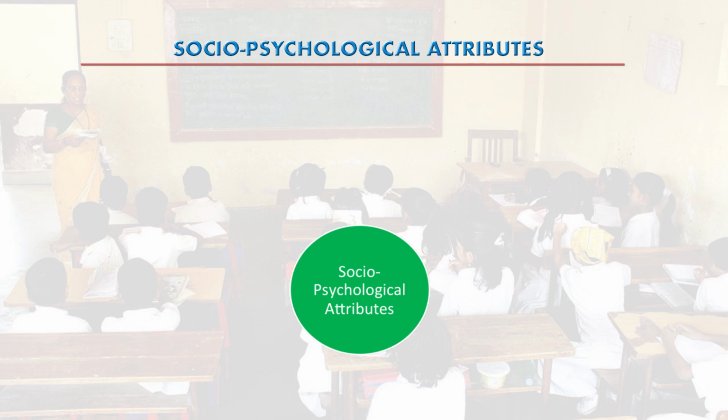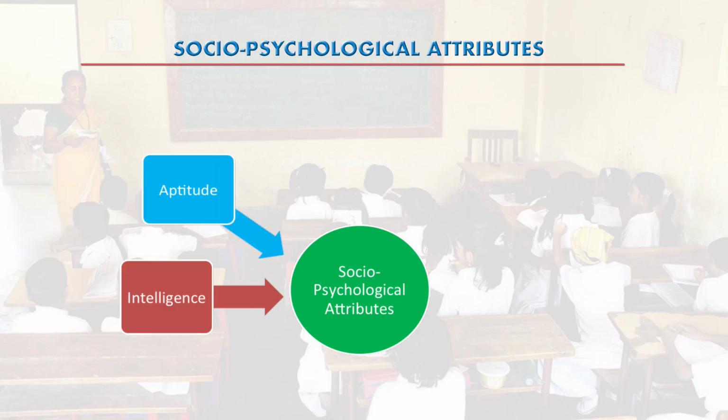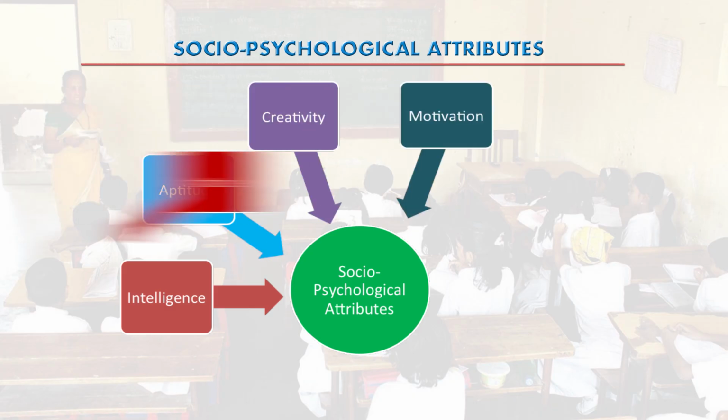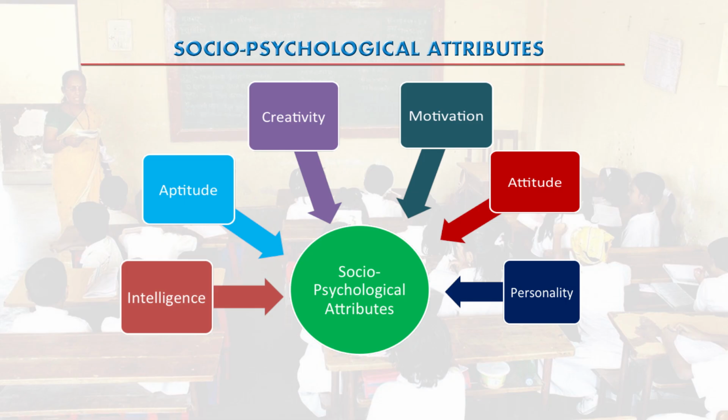Further, I am just taking the list of some of the socio-psychological attributes that we will be discussing in this module. That is, intelligence as an attribute, aptitude as an attribute, creativity as a socio-psychological attribute, then motivation, attitude and personality. So, all these 6 socio-psychological attributes we will be discussing in this lesson. Now, let us focus upon the first attribute, that is called intelligence. So, try to understand the very concept of intelligence as a socio-psychological attribute.